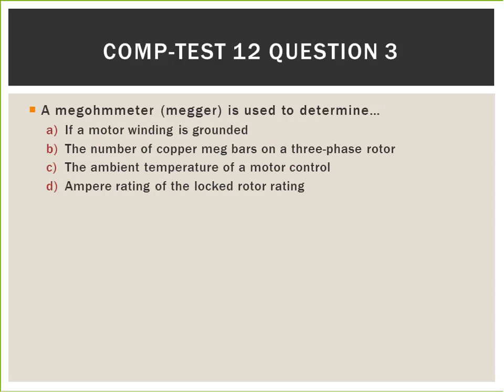Comp Test 12, question number 3. A megohmmeter, or megger, is used to determine: A, if a motor winding is grounded, B, the number of copper meg bars on a three-phase rotor, C, the ambient temperature of a motor control, D, ampere rating of the locked rotor rating.